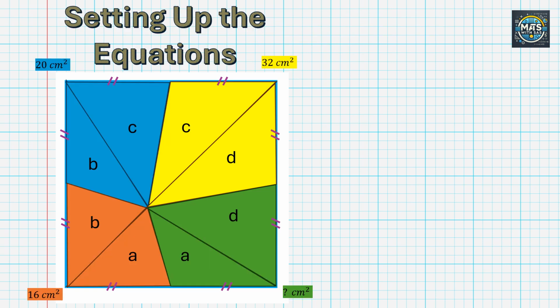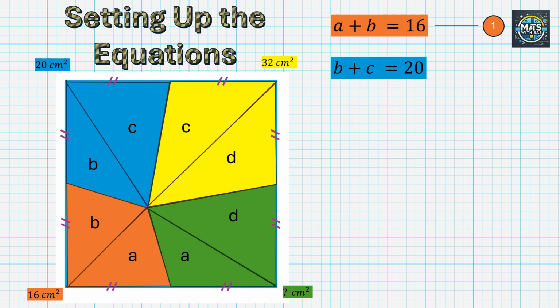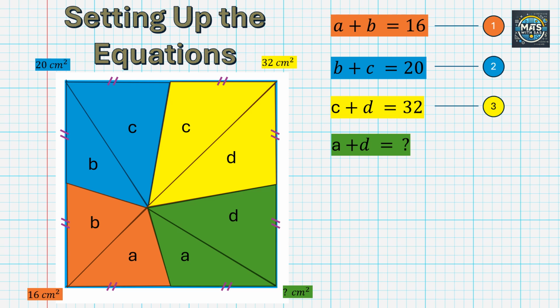Now, let's use the given areas of the color-coded regions to set up equations. Orange region: A plus B equals 16, this is equation 1. Blue region: B plus C equals 20, this is equation 2. Yellow region: C plus D equals 32, this is equation 3. The green region, which we need to find, is A plus D.